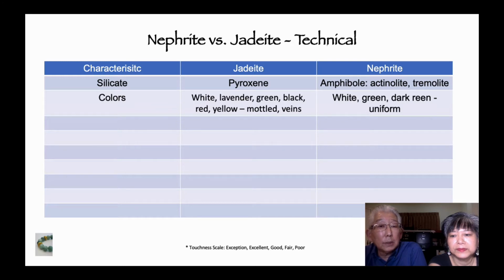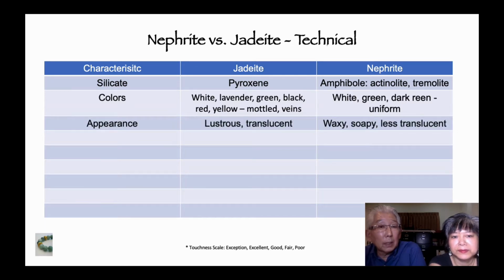Jadeite comes in a broad range of colors: the white, the lavenders, the green, black, reds, and yellow. And they have more of a veins and mottled look, meaning spots of different colors in a particular jadeite piece. Nephrite is much more uniform. It's white, green, dark green.